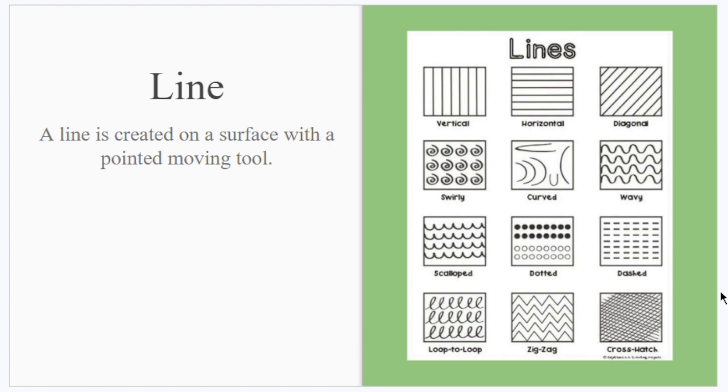The first one is line. A line is created on a surface with a pointed moving tool. Brush, pen, pencil, carving knife, whatever. Now, if you look at the example, there are multiple different kinds. Obviously, these are not the only ones. These are just a handful of examples.